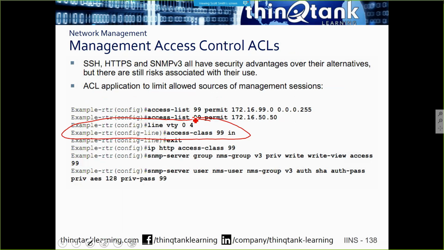In addition, if you're coming in through a web browser, you're allowed to access the management through the web browser for the same reason, if you're coming from 172.16.99 or coming from 172.16.50.50. This 99 here and the 99 here obviously reference the 99 access list. And you could do names as well. It doesn't have to be a numbered access list.